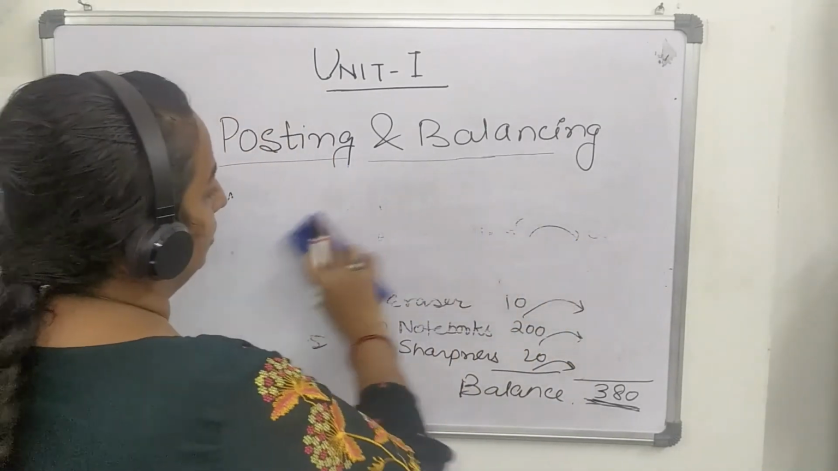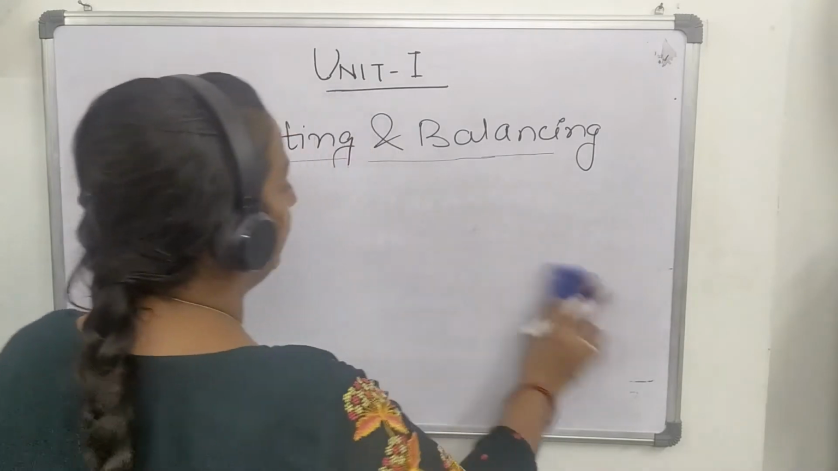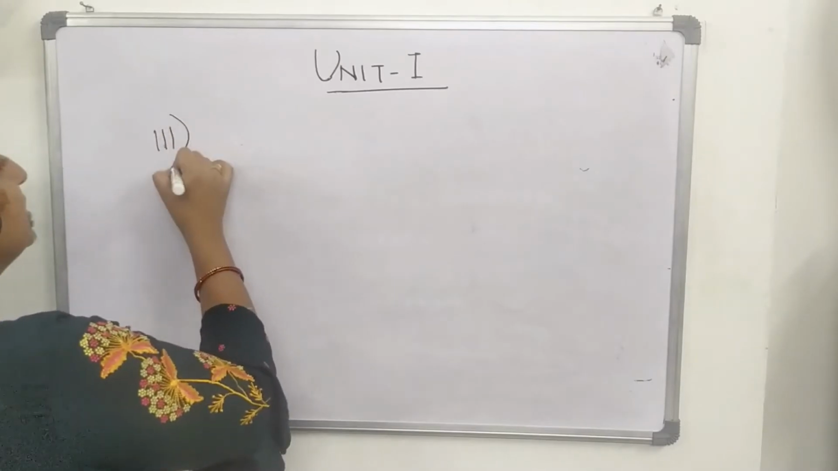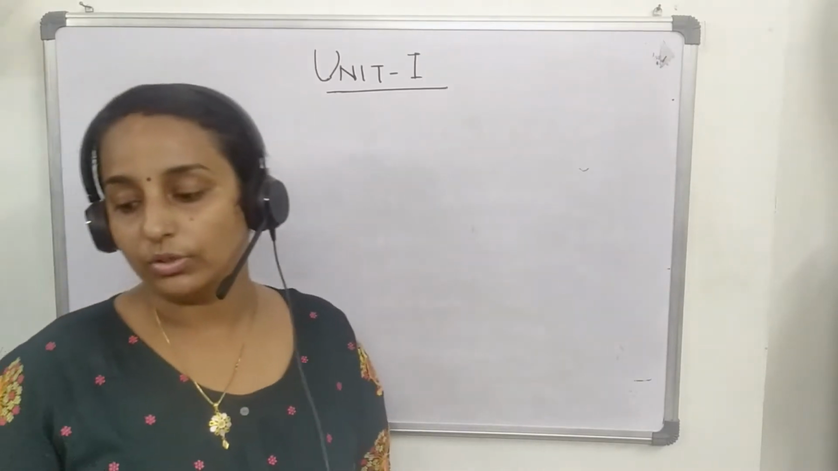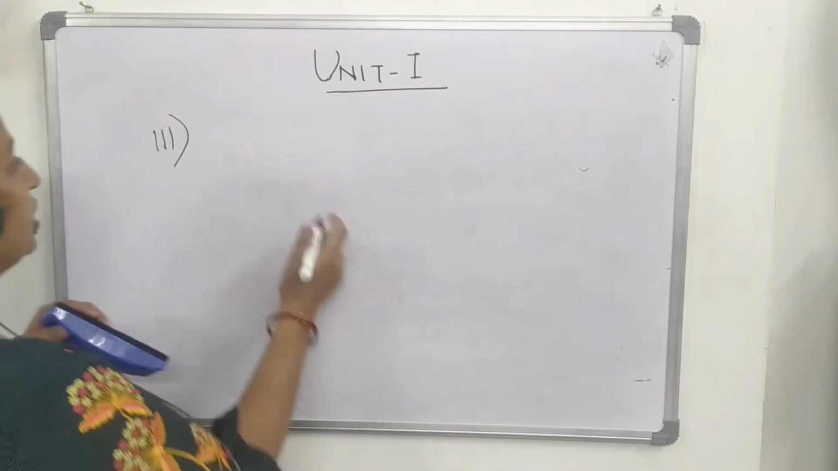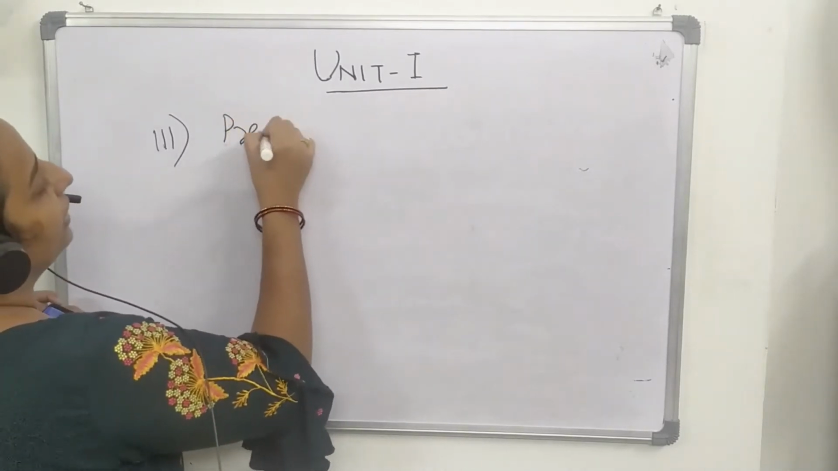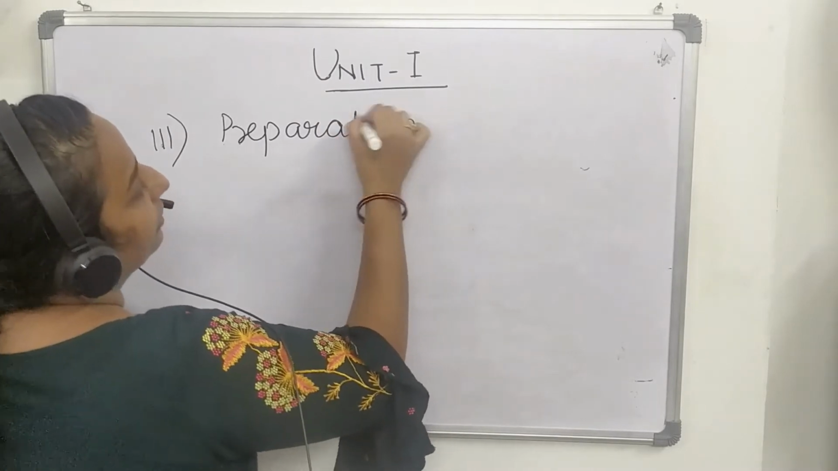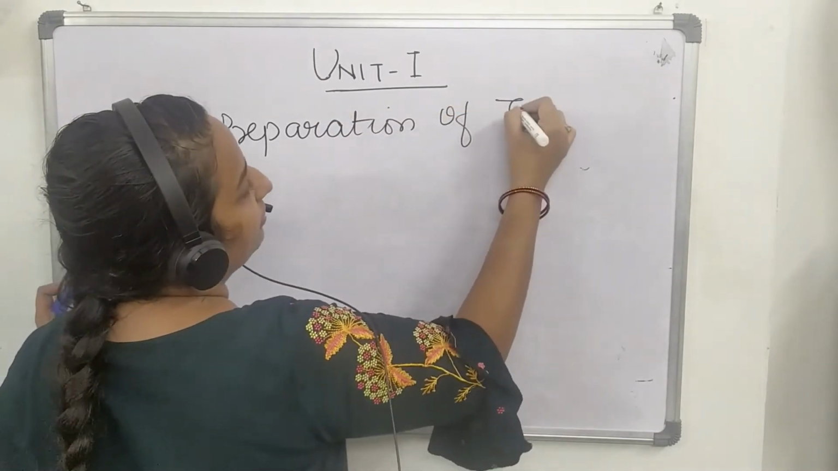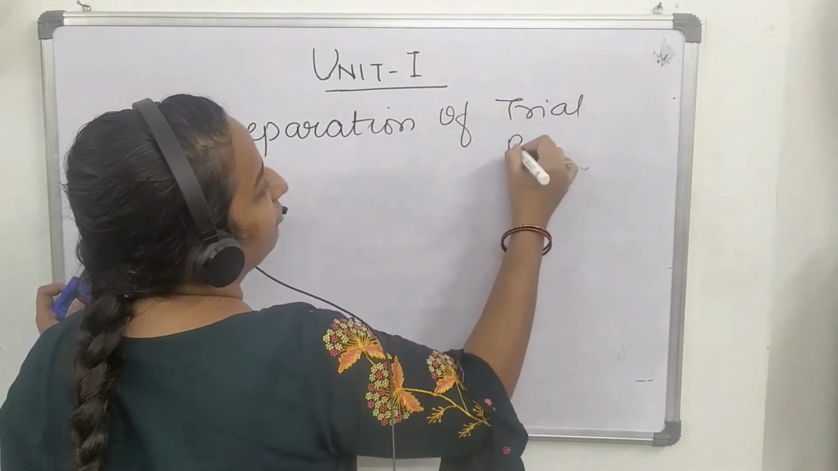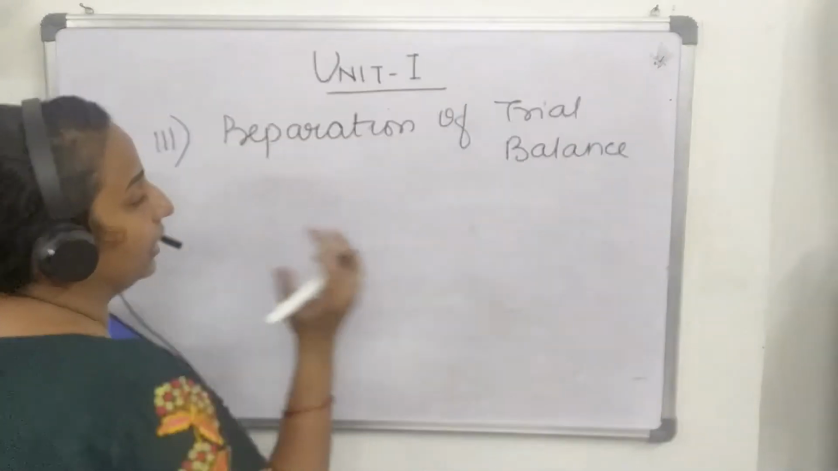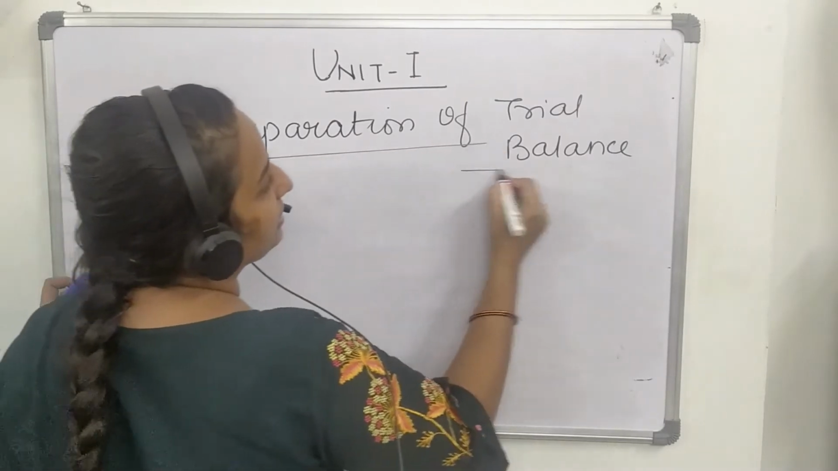Now, first we had identifying and journalizing. Second, we had posting and balancing. Now, what is the third step in the accounting cycle? Preparation of trial balance. When ledgers have been made for each and every head of expense or income, a trial balance is prepared.